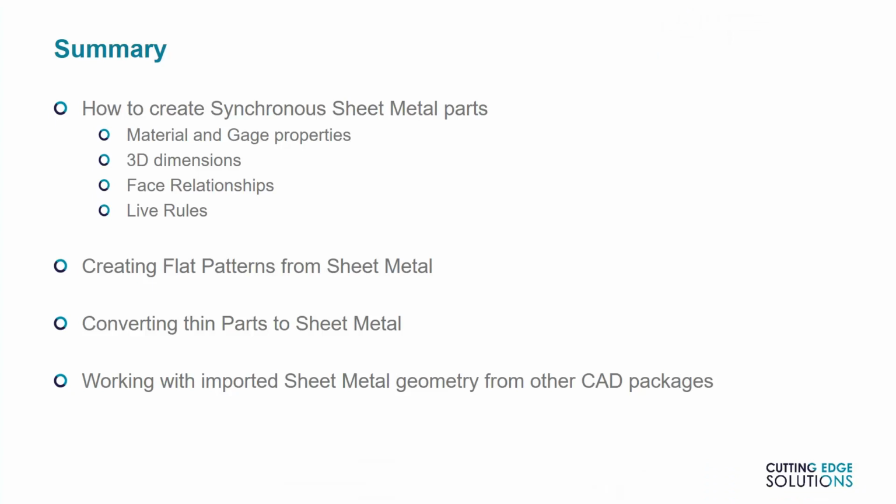In summary, we've seen the basics of synchronous sheet metal part creation. There's far too much to go through in a short video, but we covered feature creation, materials, and the 3 main ways of controlling a synchronous model: dimensions, face relationships, and live rules. We also saw how to generate a flat pattern for production drawings and convert a thin part model to sheet metal. Finally, we covered how to import sheet metal geometry from other CAD software, such as STEP or Parasolid, and make it obey our commands and edits.